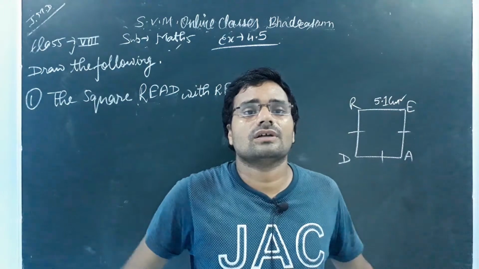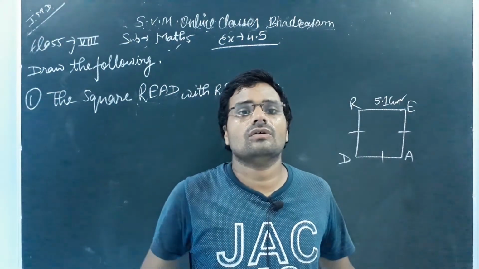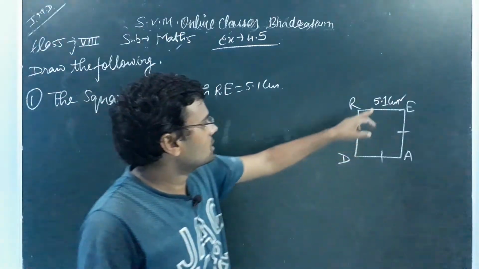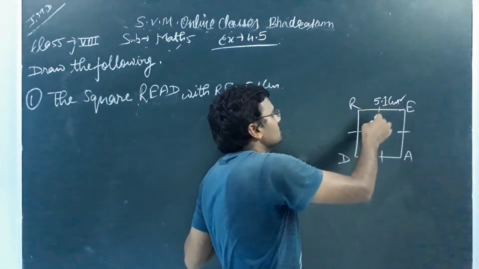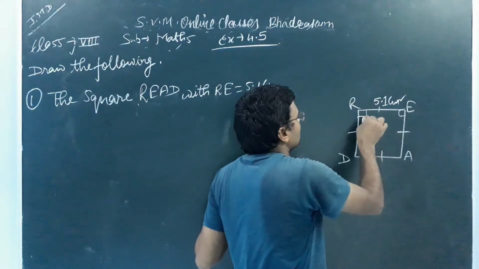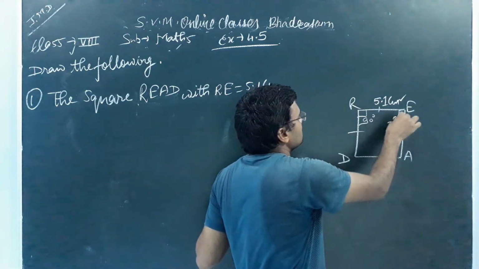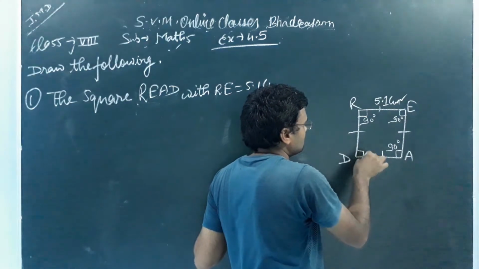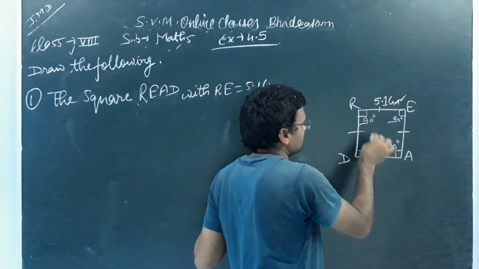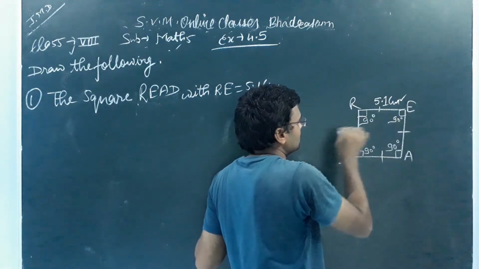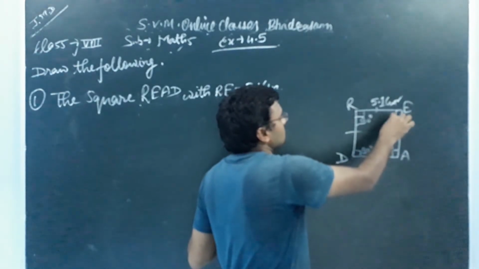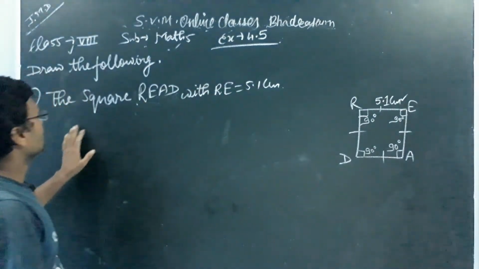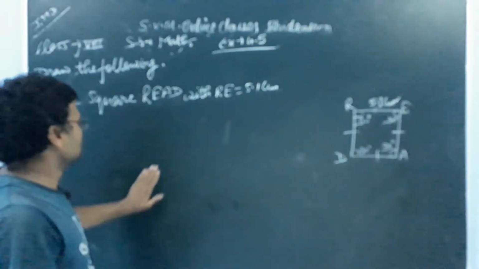A good point for us is that all the sides of a square are equal. So the measurement of all the sides is 5.1 centimeter, and all the angles are 90 degrees only. This is 90, this is again 90, this is also 90, and in the end this is also 90 degrees. All the angles are of equal measurement. Got it? So we will go for drawing our quadrilateral, which is READ.